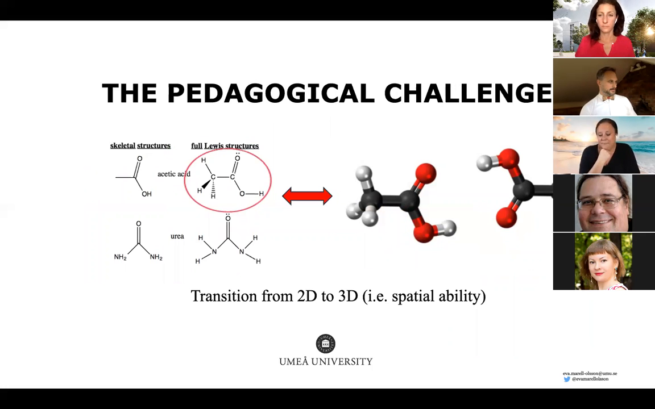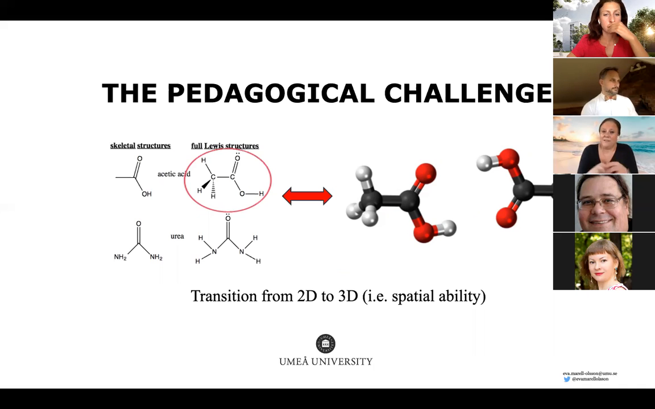In chemistry teaching, the pedagogical challenge is how to move between 2D and 3D. For example, I'm not a chemist, but they write the molecules and they have small signs. Maybe you know about this, and how the molecule is looking in 3D. So this transition, the students are really struggling with, and the female students are struggling more than the male students, but they are compensating for this by studying harder.